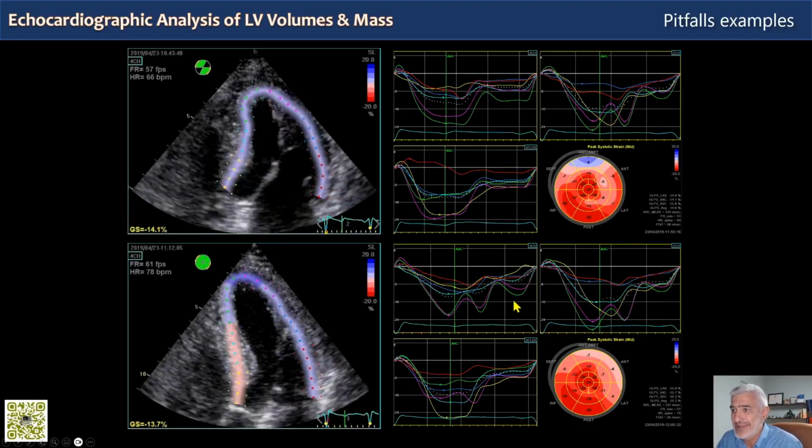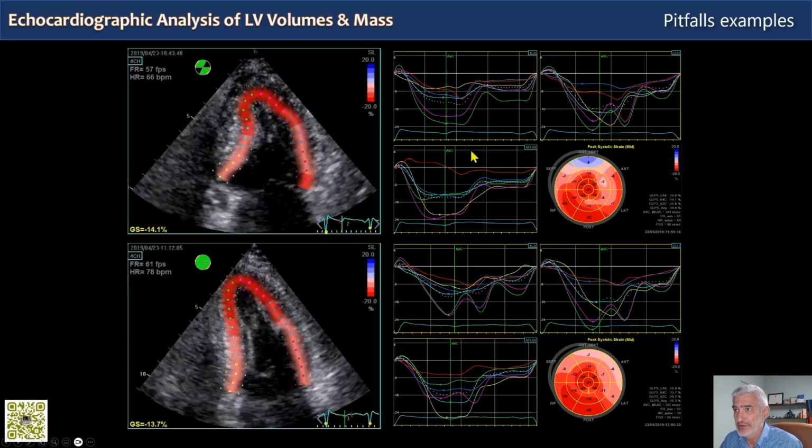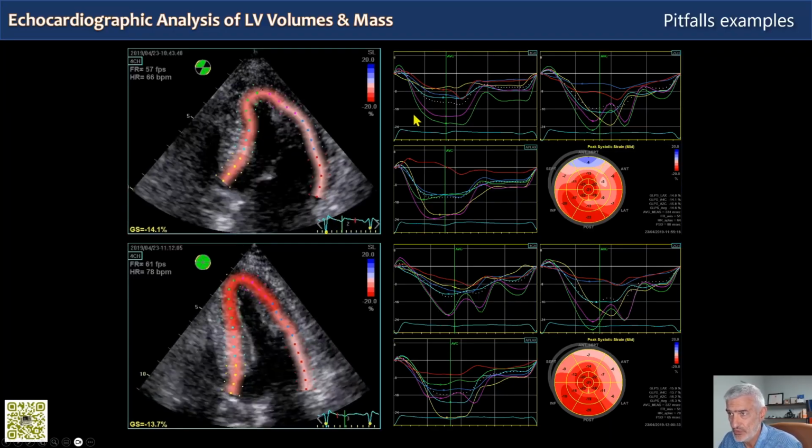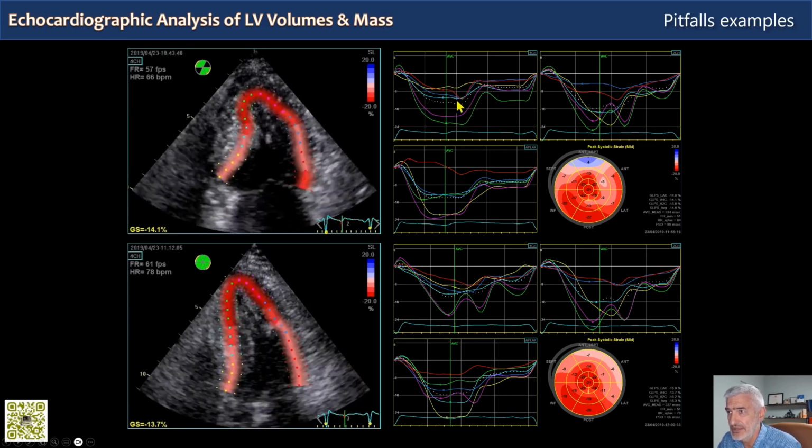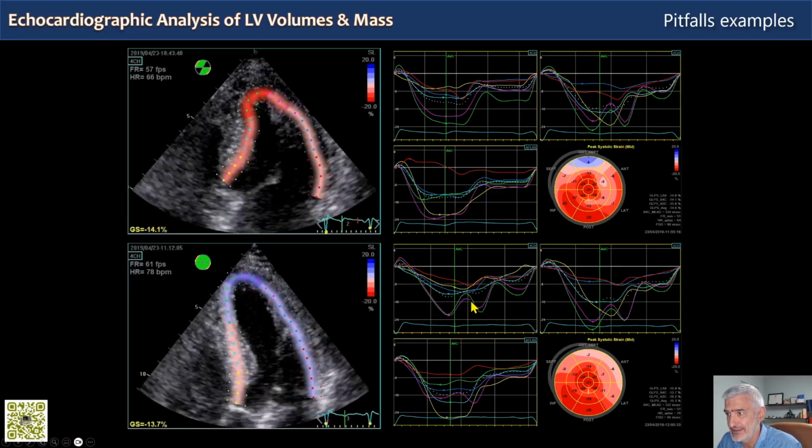But look at the dramatic difference between, for example, here in the four-chamber view, the segmental lines, the segmental strain of the 6 walls here and here. There is a dramatic difference.